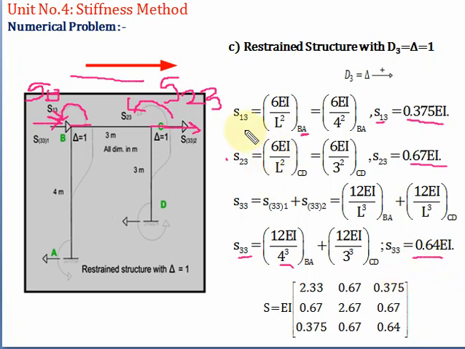Now here we have calculated S13, S23 and S33, and all the values of S11, S12, S13 as well as S21, S22, S23, then S31, S32 and S33 we have put here. So this is our stiffness matrix.